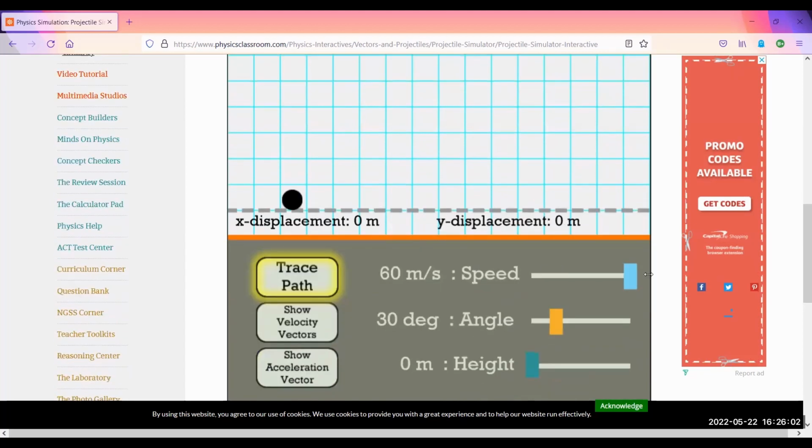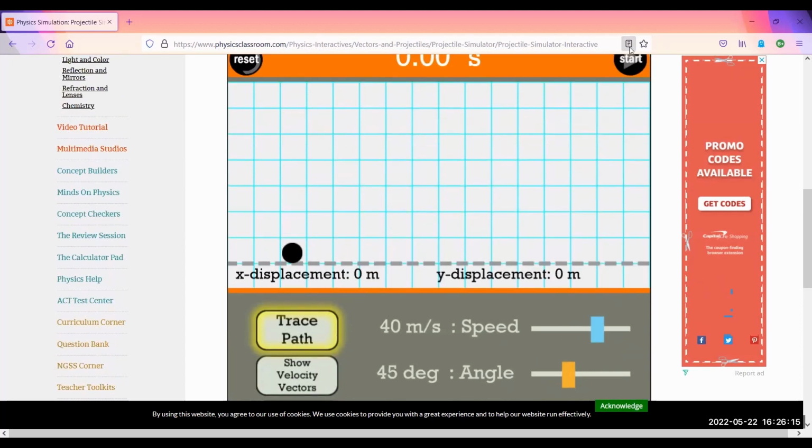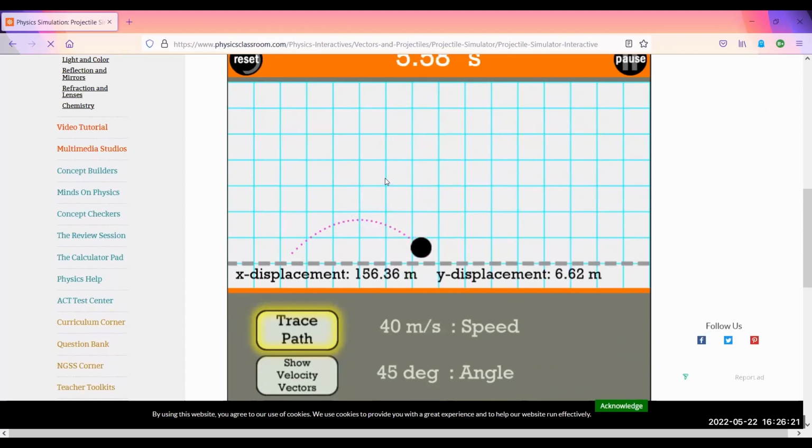And so I'm going to bring the speed back to 40. And now I'm going to change the angle. So the angle is going to go from 30 to, let's say, 45 degrees. Let's start that one. All right, so it went a little bit farther than it did the first time, right?